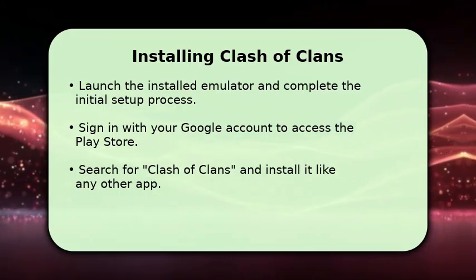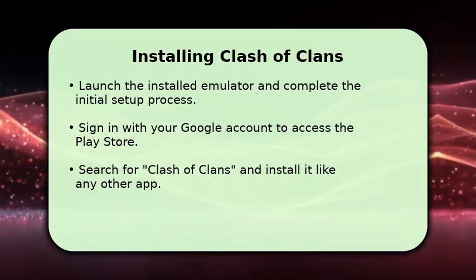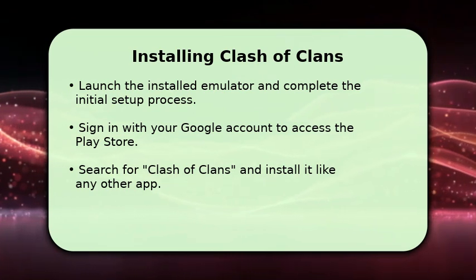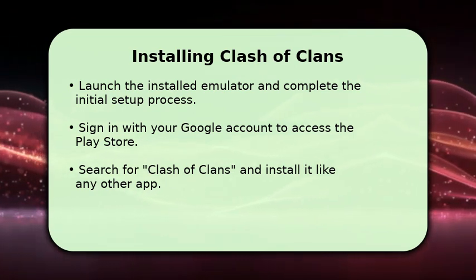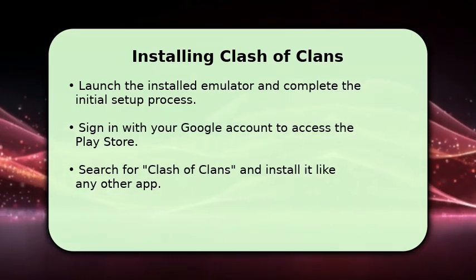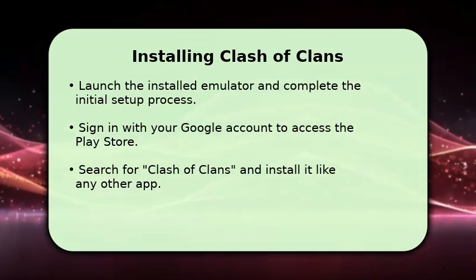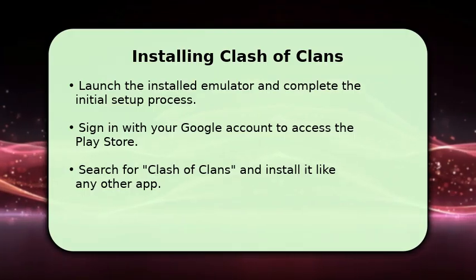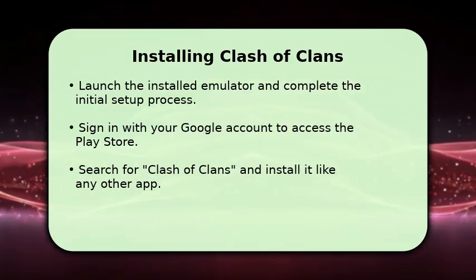Now that your emulator is installed, let's get Clash of Clans running. Open the emulator and follow any on-screen prompts for initial setup. You'll need to sign in with your Google account, which grants you access to the Google Play Store. From there, simply use the search bar to find Clash of Clans, click Install, and wait for the download to complete. It's just like installing an app on your phone.